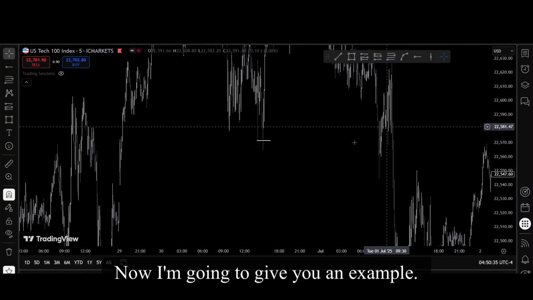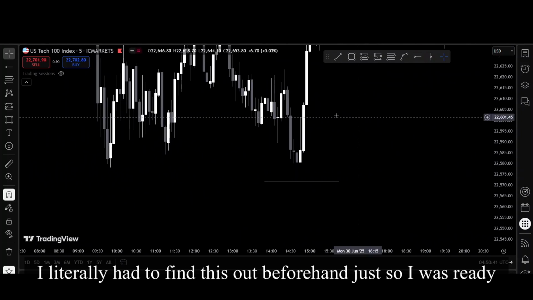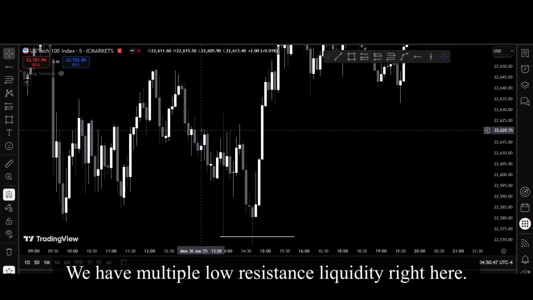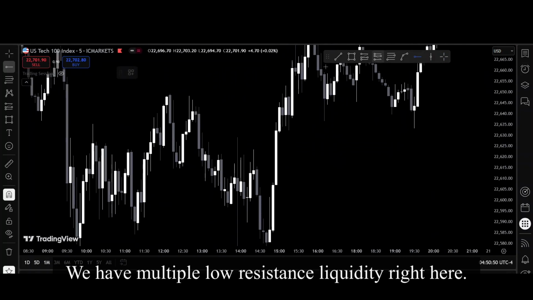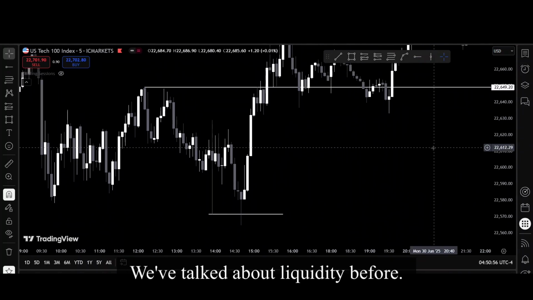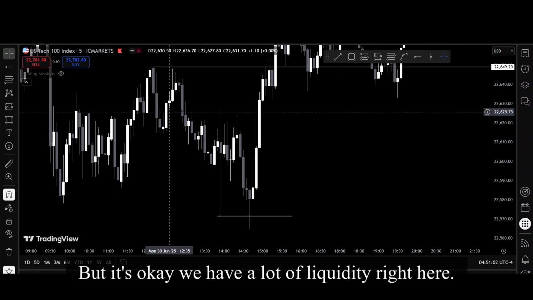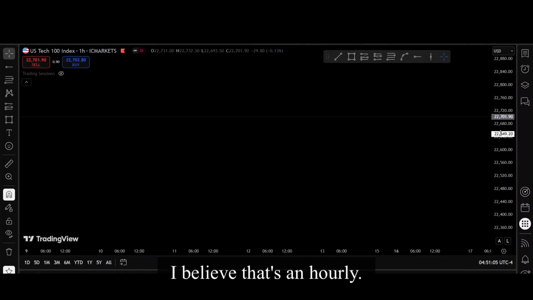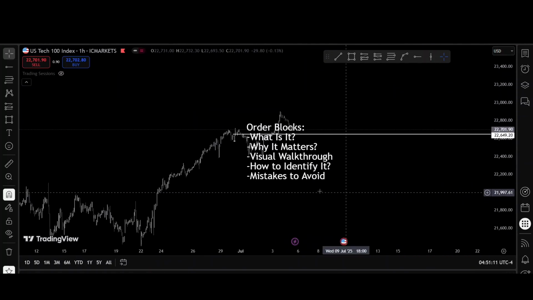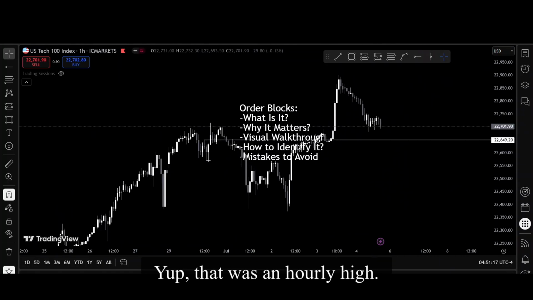Now, I'm gonna give you an example. I literally had to find this beforehand, just so I was ready. We have a low right here. We have multiple low resistance liquidity right here, the last one being over here. We've talked about liquidity before, we've talked about low resistance before, I believe, but it's okay, we have a lot of liquidity right here. I believe there's an hourly high, yep, there was an hourly high.